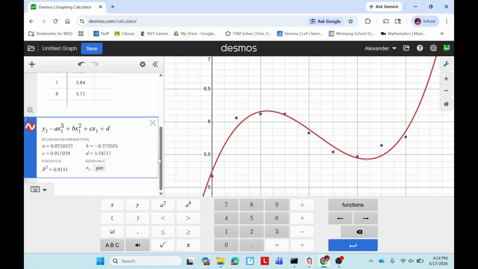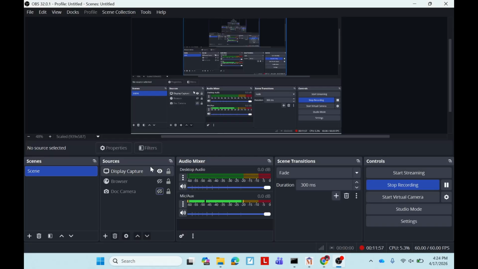And we get an A value of 0.021, B is negative 0.27, C is 0.92 if we round it, and D is 5.25 if we round it. So I'm just going to go ahead and write this down, and then I'm going to flip back to my notes in a moment. So we have 0.02 x cubed minus 0.27 x squared plus 0.92 x plus 5.25. So I'll flip back. You can copy that down as well.